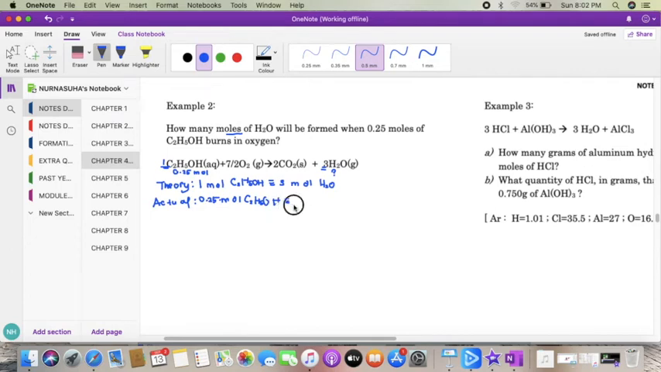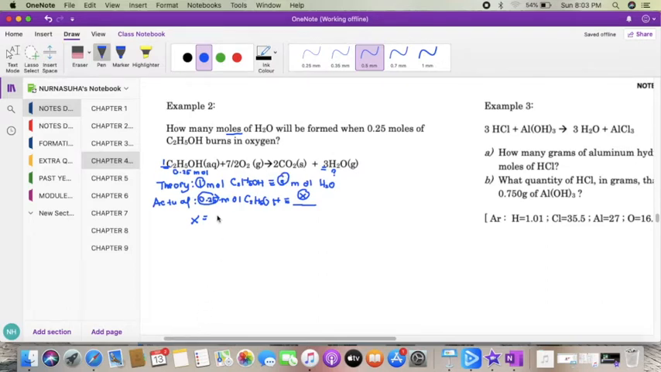So, berapa mol H2O yang awak ada? So, kita letak unknown X. Itu yang awak nak cari. So, in order to find X, kita darab silang, X darab dulu dengan 1. So, dapat X lah, sama dengan 0.25 darab dengan 3. Darab silang lah.